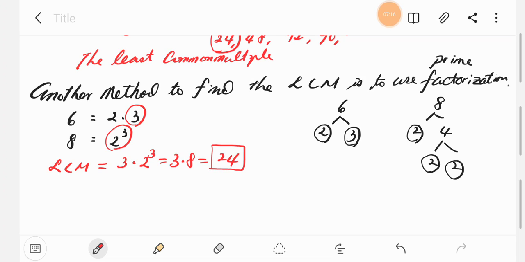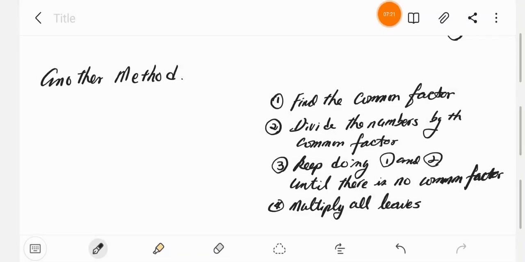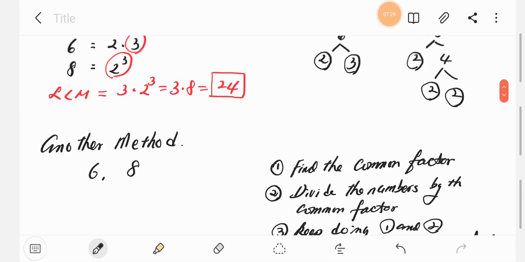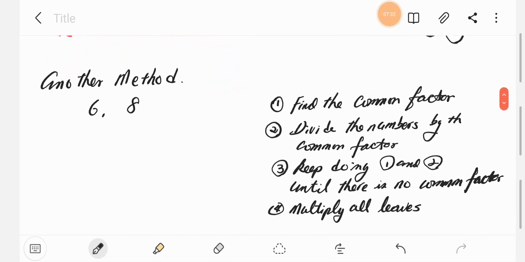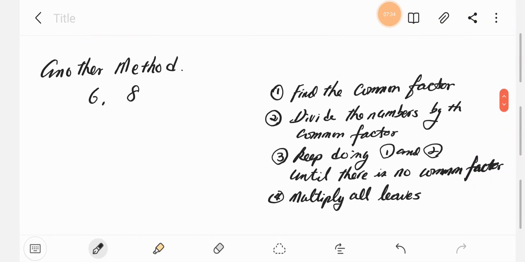Okay, can you see it? There's another method. Okay, another method is this. Write 6 and 8 like this. So we want to find the LCM of 6 and 8. So write 6 and 8 on one line.